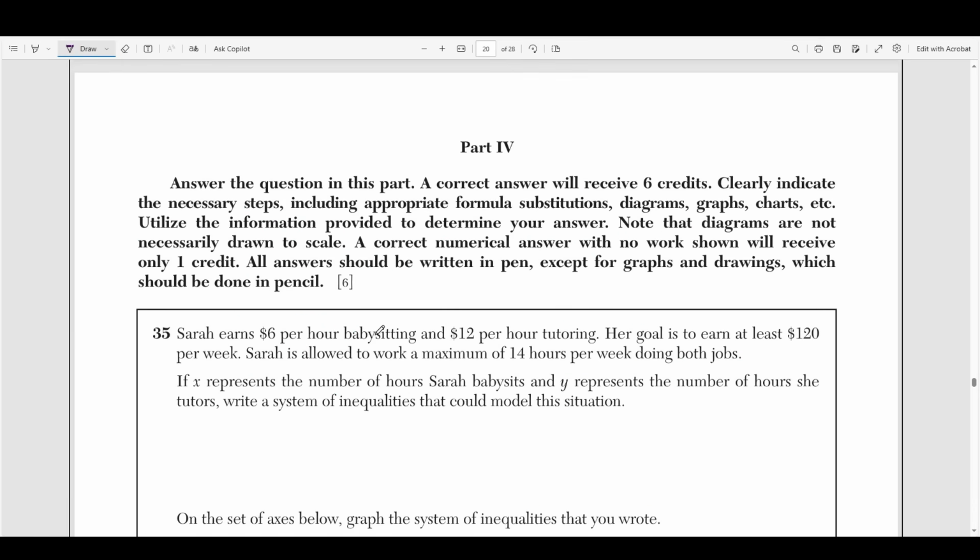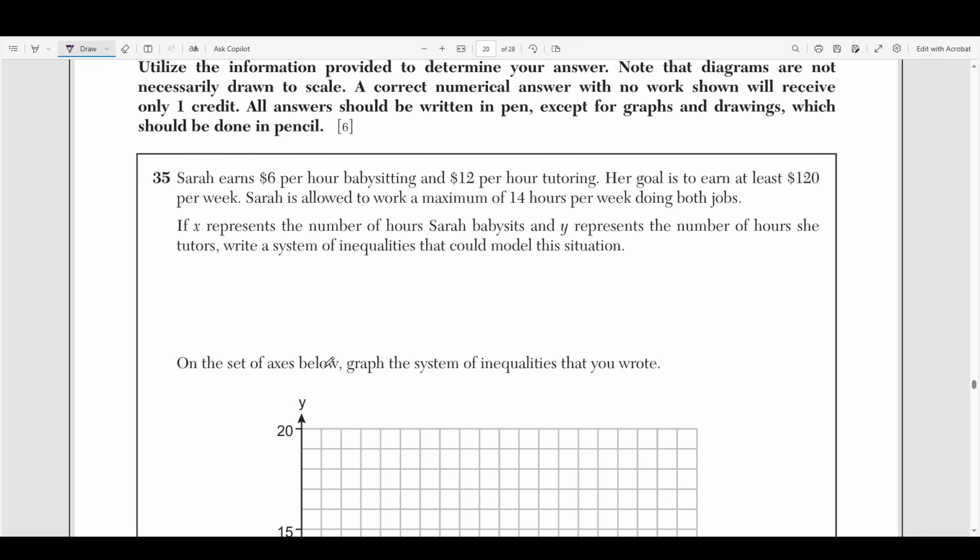So now we're moving on to part 4. The last question says that Sarah earns $6 per hour babysitting and $12 per hour tutoring. Her goal is to earn at least, key word here, at least $120 per week. Sarah is allowed to work a maximum of 14 hours per week doing both jobs.